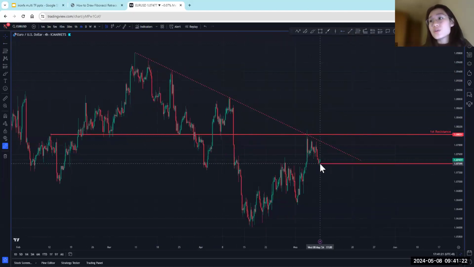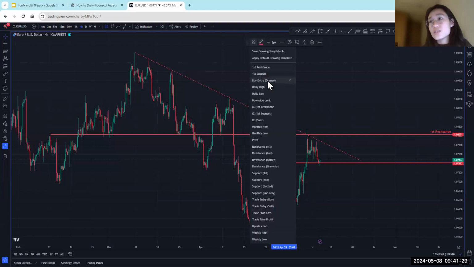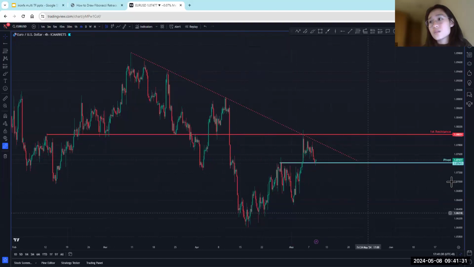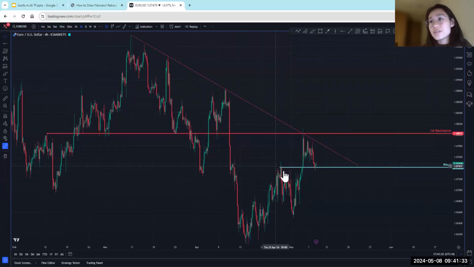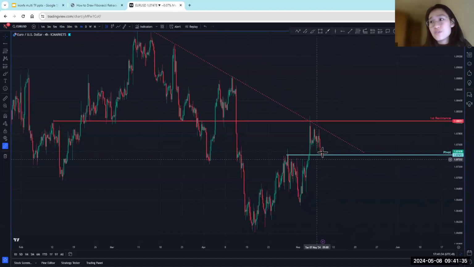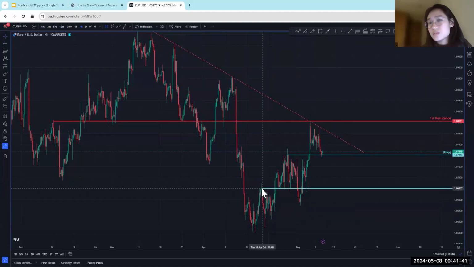Next we go in with our pivot, and I think I'll place it like this. So we have a swing high here and we have price testing that level currently. And then this is my support.